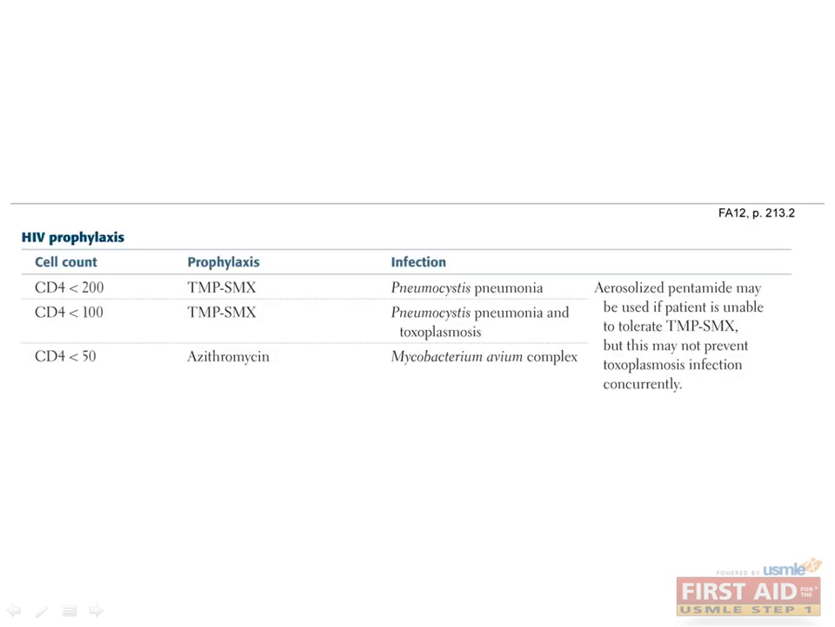As we mentioned before, it's important to remember at what CD4 counts an HIV patient is likely to develop an infection. This table is here to remind you that for HIV patients with CD4 counts less than 200, provide prophylaxis against pneumocystis pneumonia with TMP-SMX. Patients with CD4 counts less than 100 should receive TMP-SMX to cover not only pneumocystis but also toxoplasmosis. Finally, patients with CD4 counts less than 50 should already be receiving TMP-SMX to prevent pneumocystis pneumonia and toxoplasmosis, but at this point you should also add azithromycin to cover Mycobacterium avium complex.